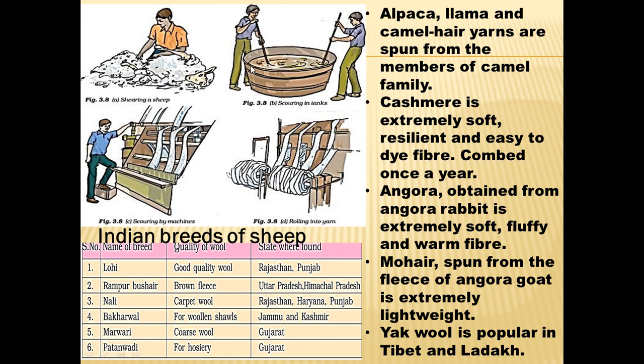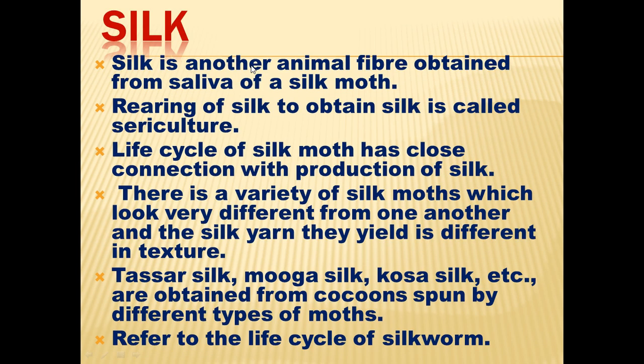Now, my dear students, coming to the next natural fiber from animals, that is silk. Production of silk at the commercial level is called sericulture. Silk is another animal fiber obtained from the saliva of a silk moth. Generally, students, rearing of silkworms to obtain silk is called sericulture.